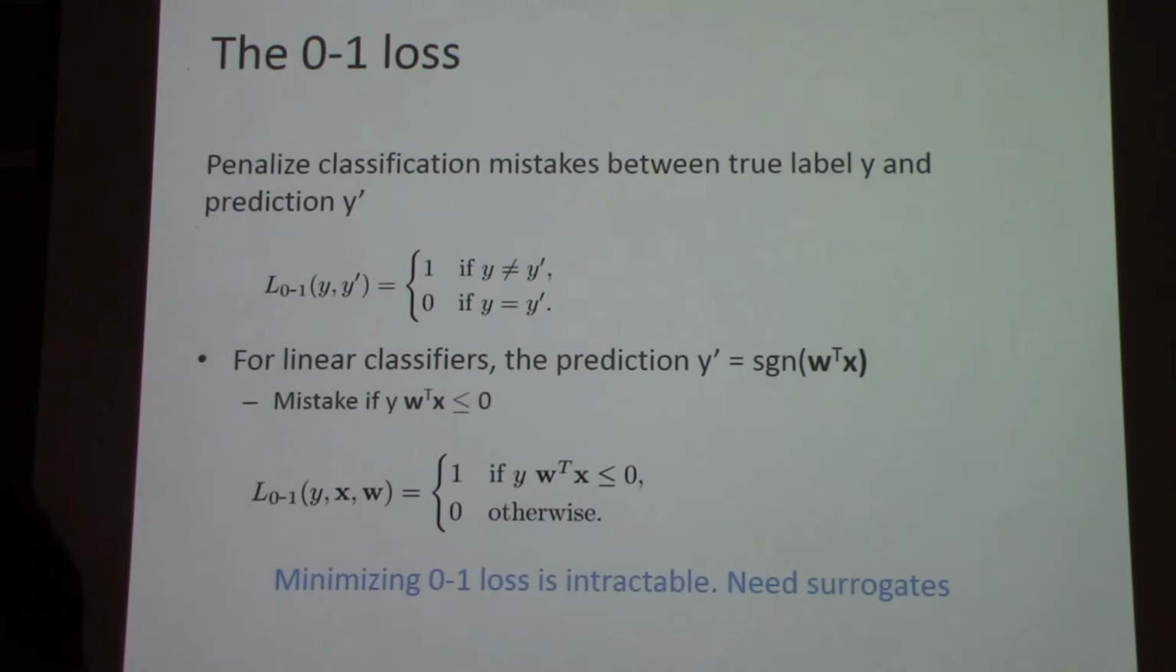For linear classifiers, this is equivalent to checking, is there a mistake? And we've seen that mistakes are the same as saying y times the dot product is less than 0. So your classifier loses a point if y times w transpose x is less than 0. Otherwise, it doesn't lose anything. This is the object that we would like to minimize. Unfortunately, minimizing this quantity is intractable, so we need to invent surrogates.